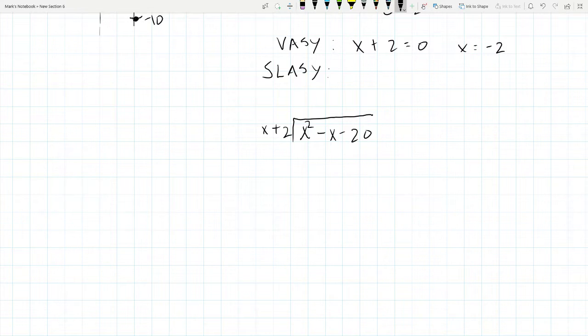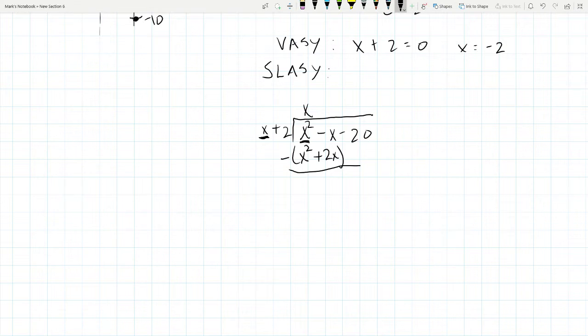Now, to figure out this first value here, we have to just think about how many times that x goes into x squared. We don't really worry about the 2 until later. So x times x is equal to x squared, so it will go into it x times. Then we have to subtract off whatever x times x plus 2 is. So x times x plus 2 is x squared plus 2x. But remember, we're subtracting that.